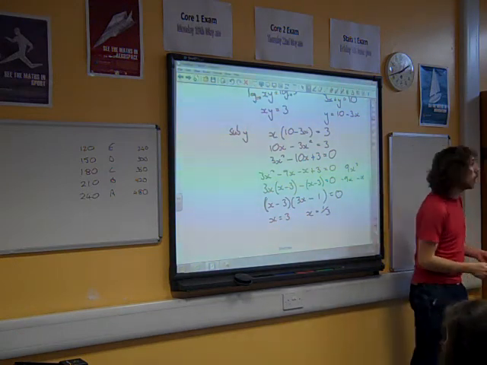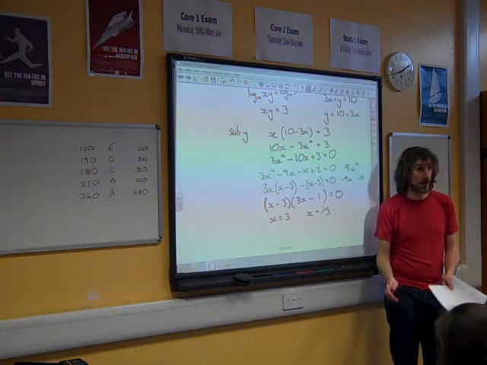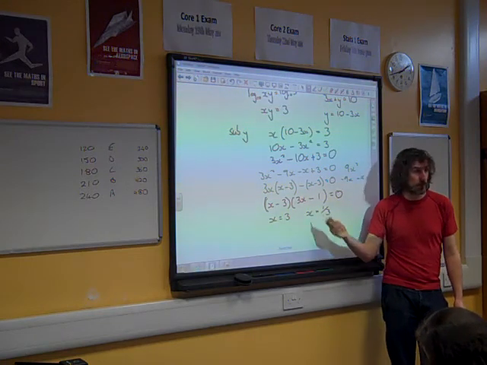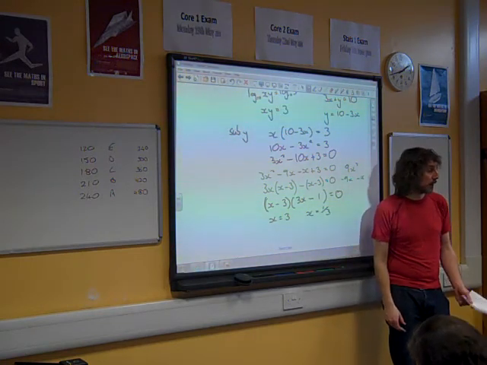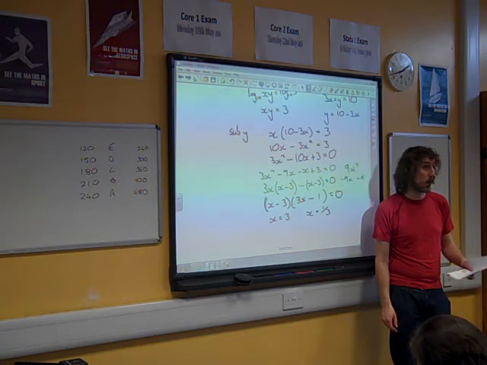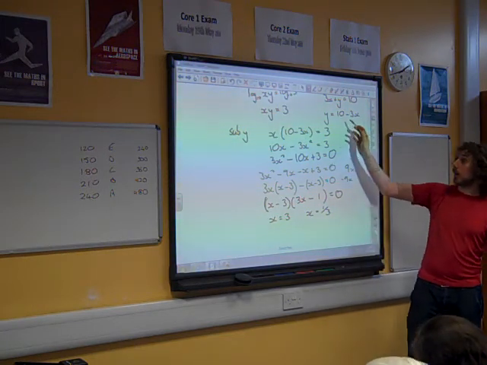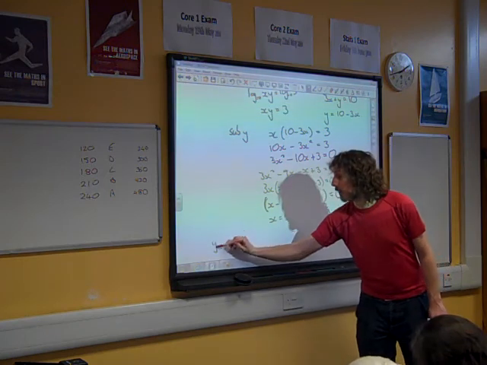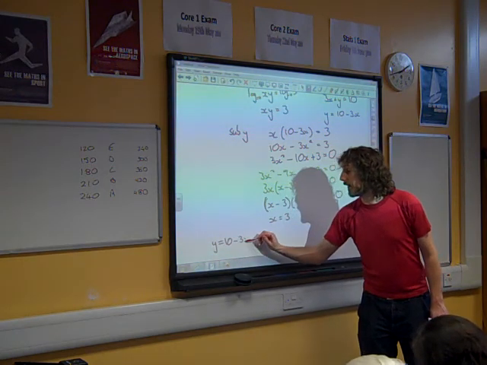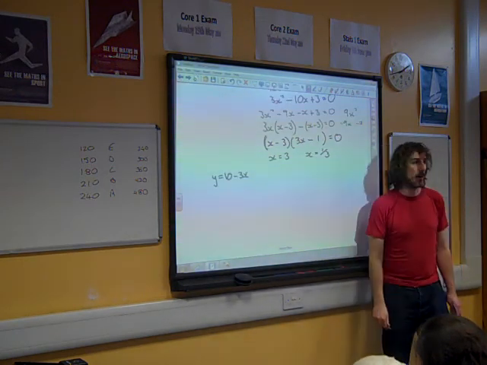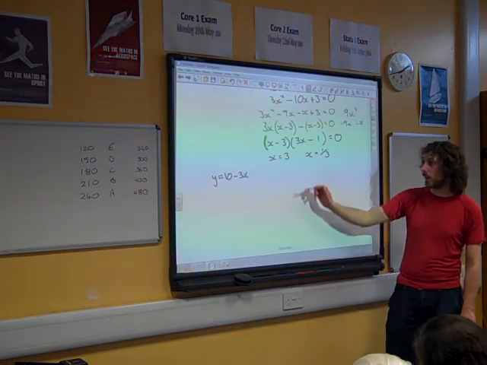The big danger is that we walk away from the question at this point, thinking that was quite a relief to get these answers, but it was a simultaneous equations question. It had y in it as well, so we have to go back and think what y was. y was 10 minus 3x. So now we need to undo our substitution and work out what y is.